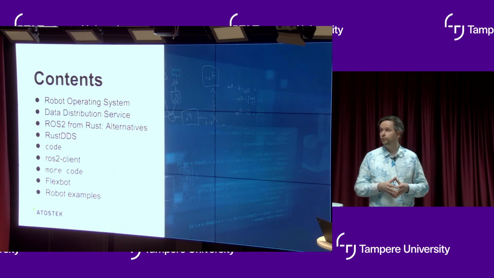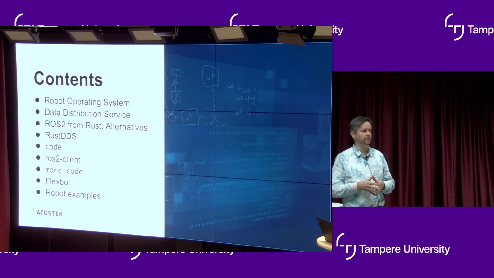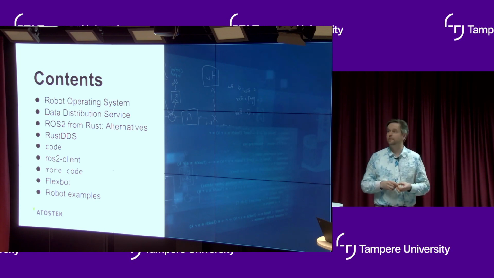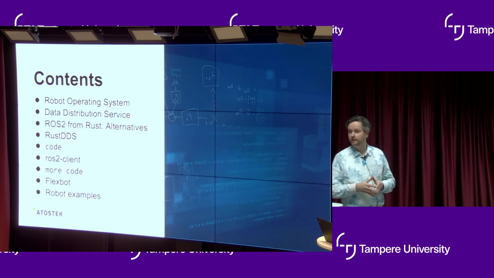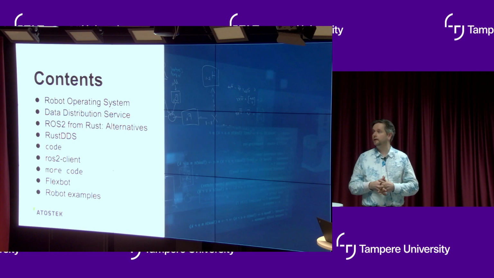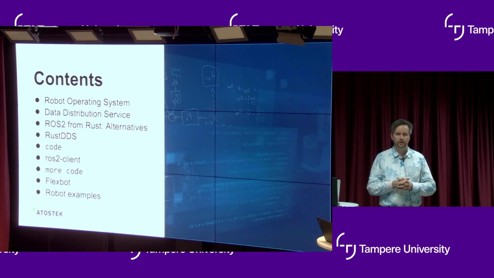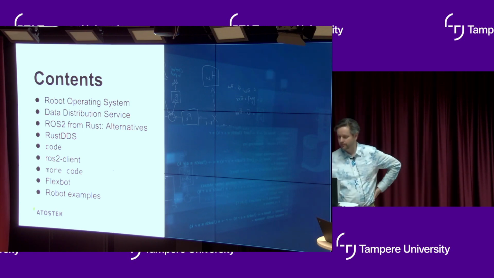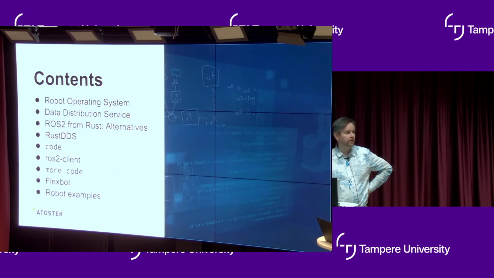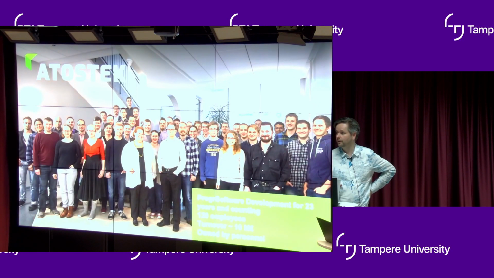Then using ROS 2 from Rust, there are actually several alternatives, one of which we have created. And underlying that is something called Rust DDS, a native Rust implementation of the Data Distribution Service. And then some code, then our ROS 2 client, and some more code, and then some slides about the FlexBot robot framework that we have developed. It also talks to ROS 2, but I think it's more advanced in some senses. And then some examples.